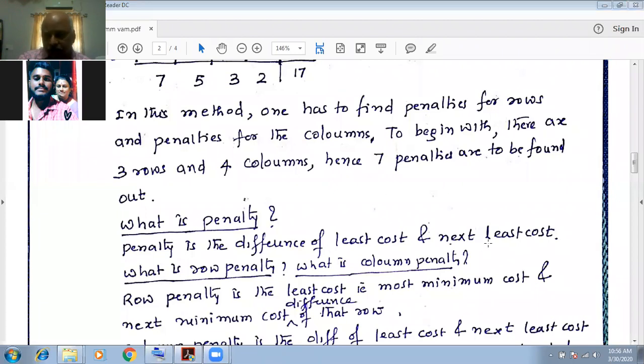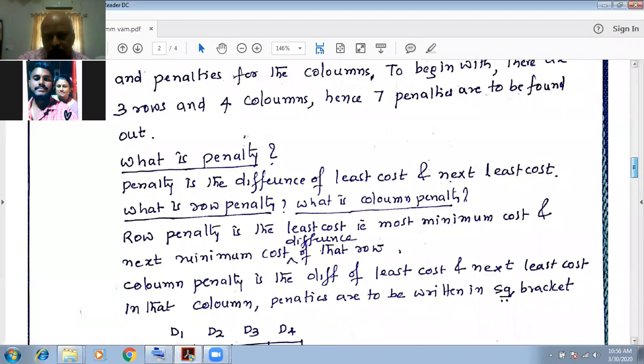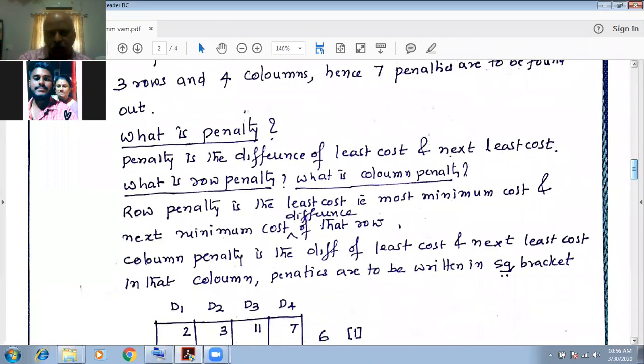So let us try to understand what is row penalty and what is a column penalty. Row penalty means you have to observe the matrix in the row-wise fashion only. Row penalty is the difference of least cost, most minimum cost, and the next minimum cost in that row. You have to be very clear. Penalty means the difference of least cost and the next least cost in that row.